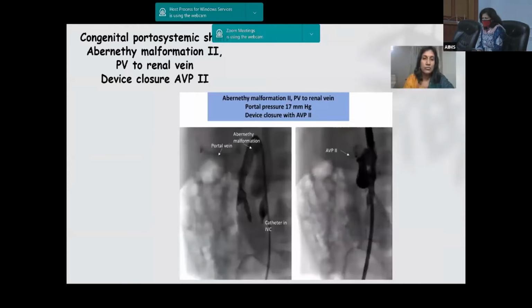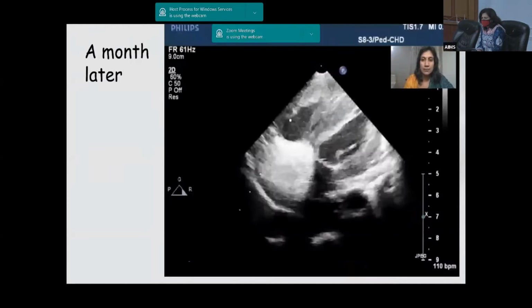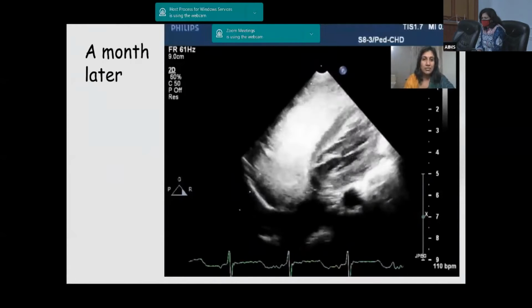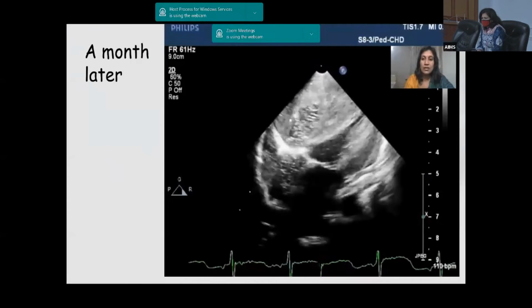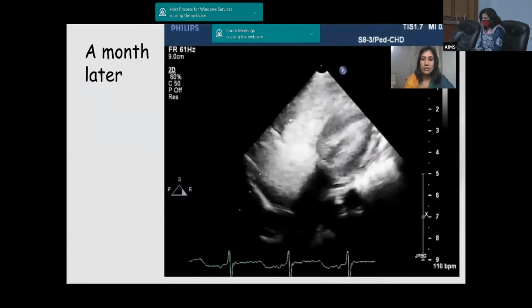We tried to find the cause of this diffuse PAVM, and she was diagnosed to have a congenital portosystemic shunt, which we closed with a vascular plug. A month later, she came back with a saturation of 93%. We repeated a saline contrast echo, and you can see that now there are so few bubbles in the left side of the heart.